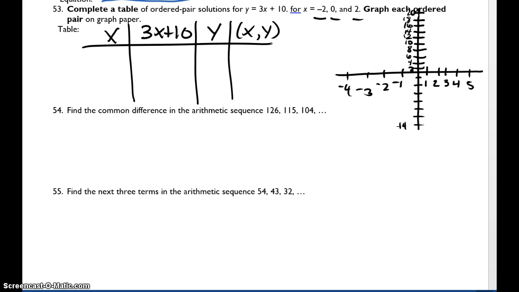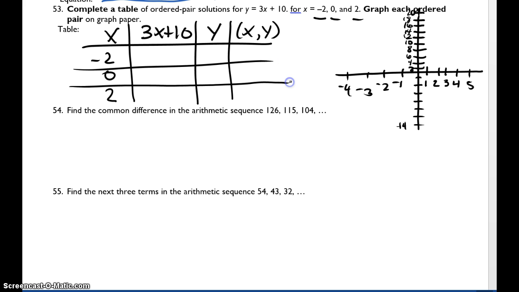So what I did on the right side of the screen is I've already drawn up some sort of graph. I went on my x-axis by 1s and on my y-axis by 2s. Now, my x values they give us are -2, 0, and 2. So I'm going to separate this out so it's nice and clean for us to read, nice and organized. So it's going to be 3 times -2 plus 10. I'm going to go down and do this whole column here.